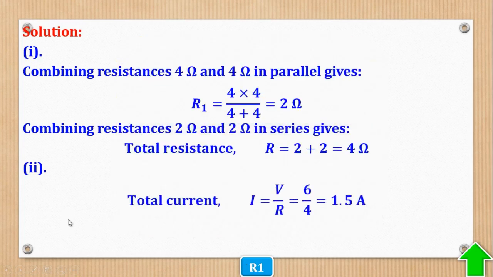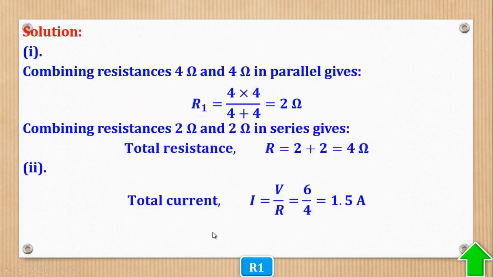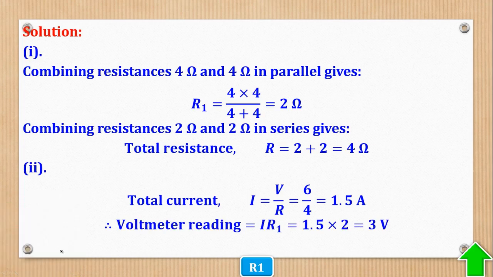Total current is V over R. So R is the total resistance and V is the total voltage, to give you 1.5. And now that I know current and I know this resistor, I can easily get the PD. So therefore voltmeter reading will be IR, which is I is that and R is this 2 ohm resistor, which is of interest, to give you 3 volt.